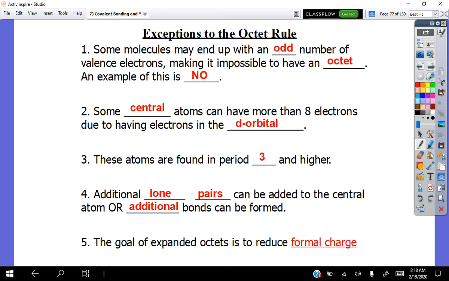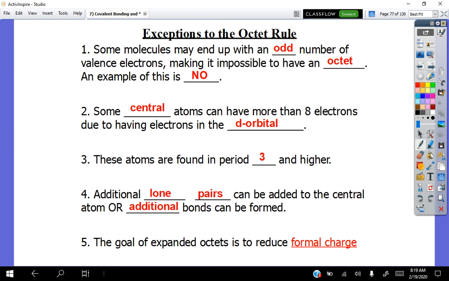There are some exceptions to the octet rule that are worth discussing now. I mentioned earlier that some molecules may end up with an odd number of valence electrons, making it impossible to have an octet. An example of this would be NO, the NO molecule. This is an example of something called a radical. We won't see a ton of those in our course here, but it is good to know that they exist. These things are unstable since there is an incomplete octet, and therefore they are very reactive.